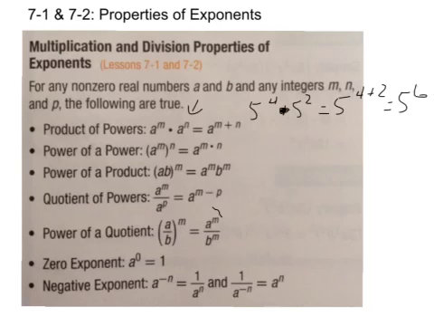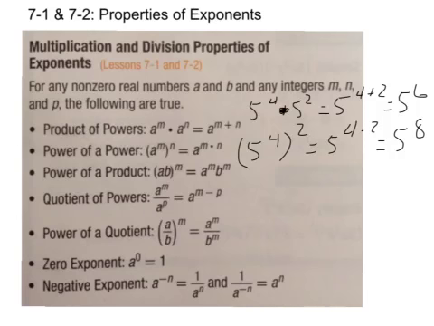Now the next one, power of a power, a to the m to the n power, the quantity to the n power, equals a to the m times n. This is what this one looks like. If we had 5 to the 4th raised to the 2nd power, 5 to the 4th squared, this is 5 to the 4 times 2, which is 5 to the 8. You see how it's different from our previous example.